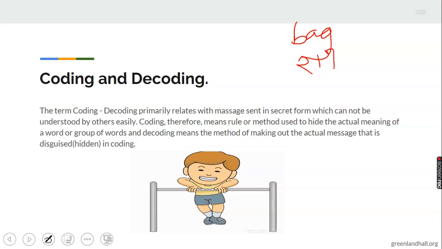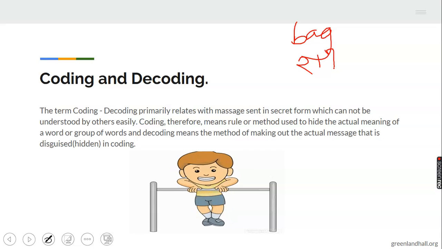Is that okay? So I don't want to say bag. I'll just say 217. Then you now think in your mind, what's 217? That's BAG. So you just understand, it's a bag. So that's how you know. That's what we call coding. You are hiding a message. You don't want someone else to get it, so you hide the message.